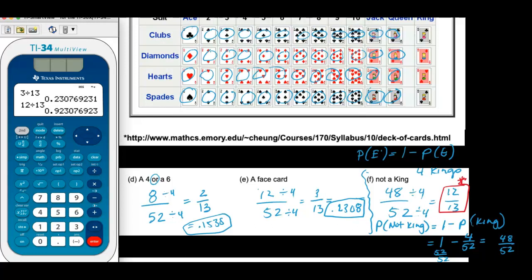This would round to 1. And so you can see here, if we talk about percent chance, that's a little bit more than a 92% chance of getting a card that's not a king.